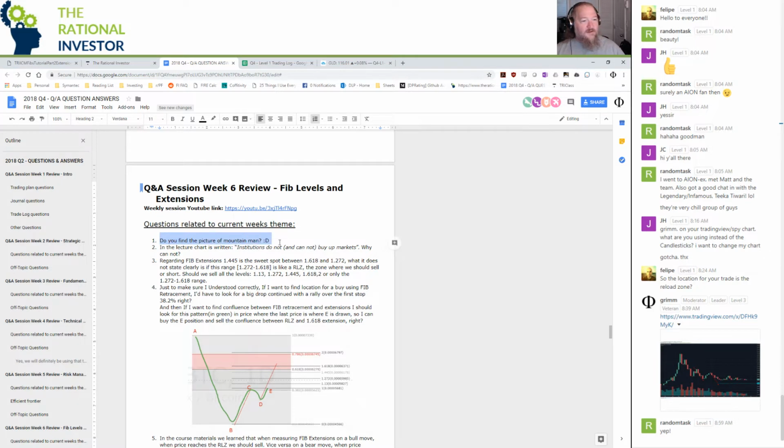Do you find that? I think you're saying, do I define the picture of Mountain Man? Perhaps. Maybe we need to rename that level Wookiee. But I don't trade like that guy did necessarily.